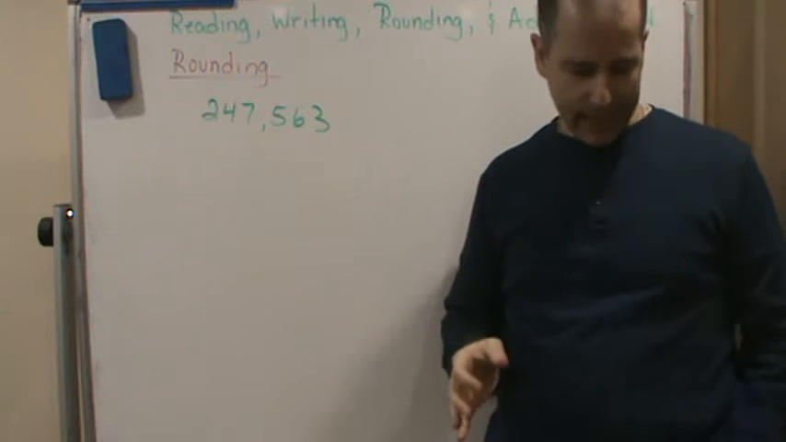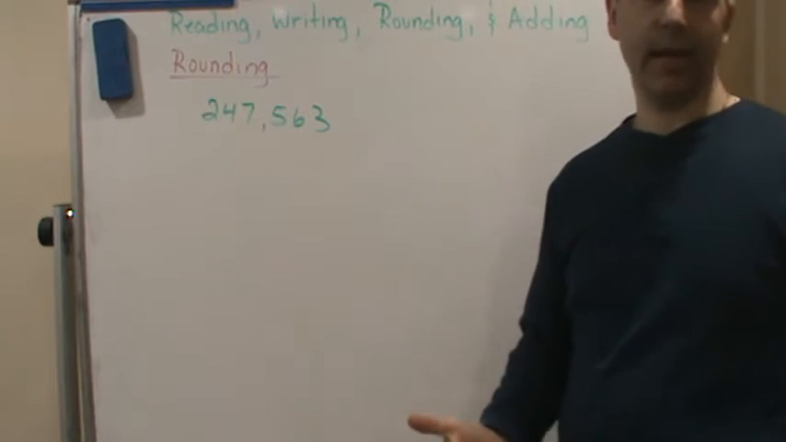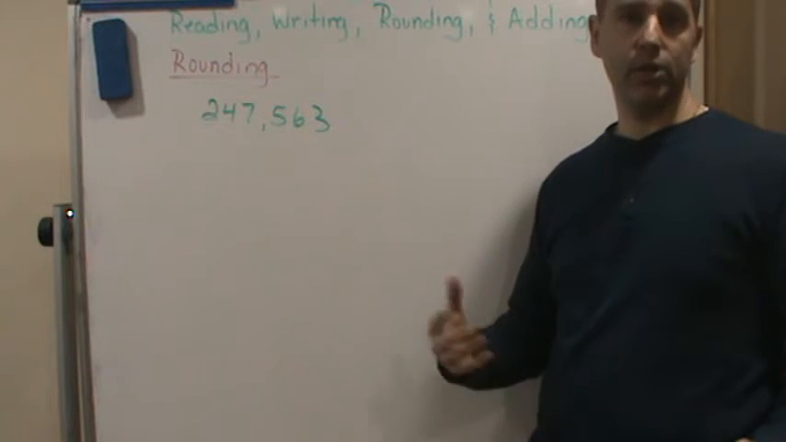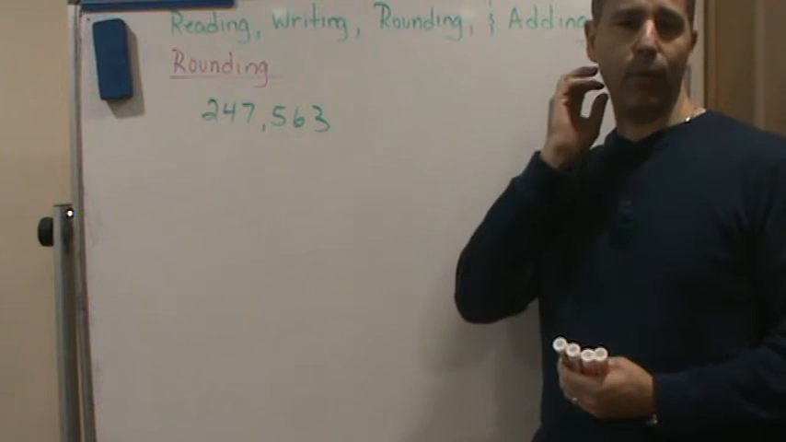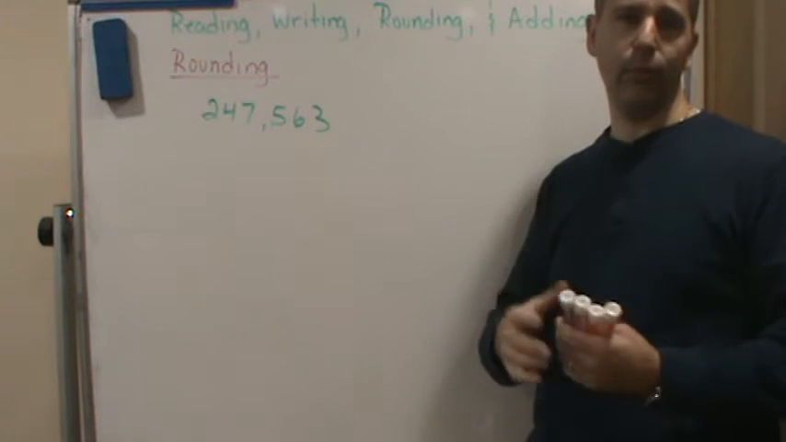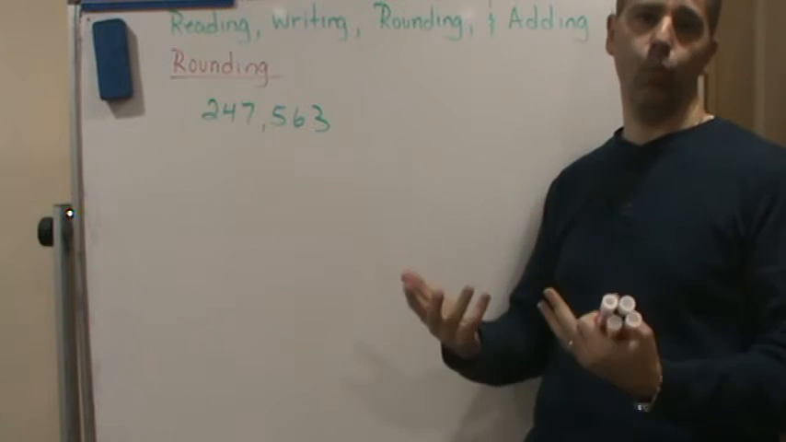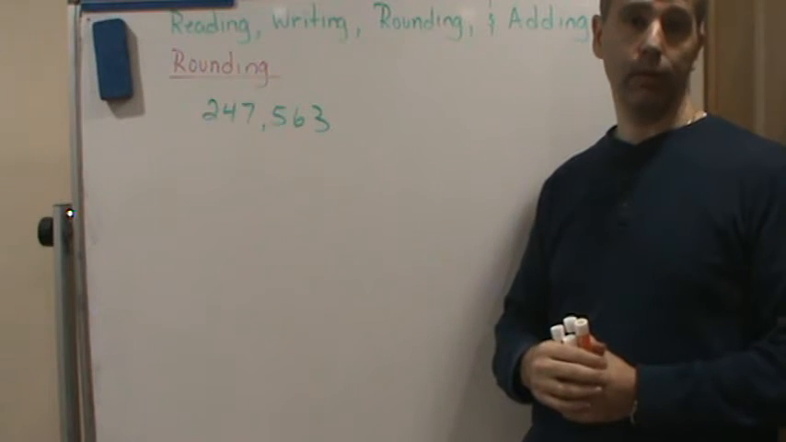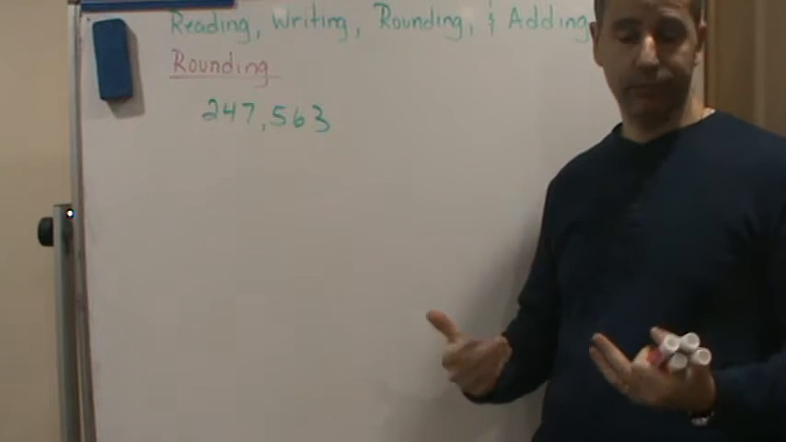Rounding is a way of estimating numbers, okay? And it's a common way that's used all the time when we're dealing with large numbers or very small numbers. A lot of times we want to estimate and say, hey, can we round this to the nearest dollar? Or can we round this to the nearest thousand? Or can we round this to the nearest 10? That's where rounding comes in.